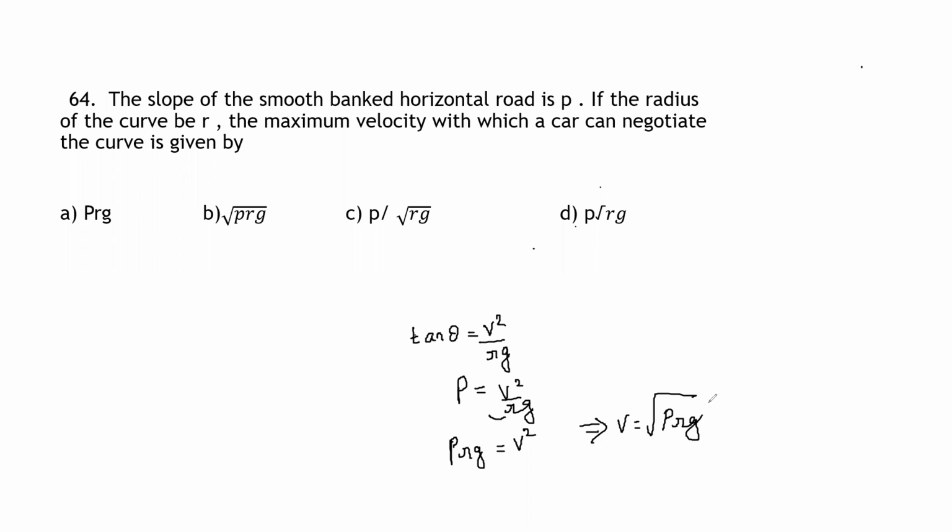So the correct option is option B, root PRG. P is slope, R is the radius, and G is acceleration due to gravity. Option B is the correct option. Let us see the next question now.